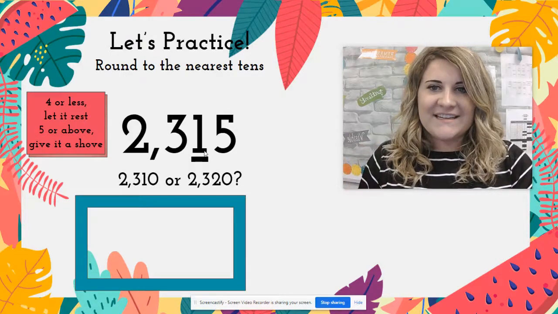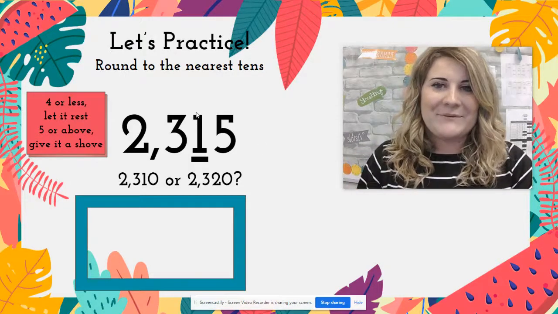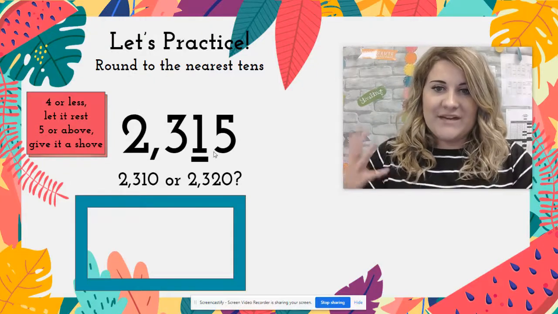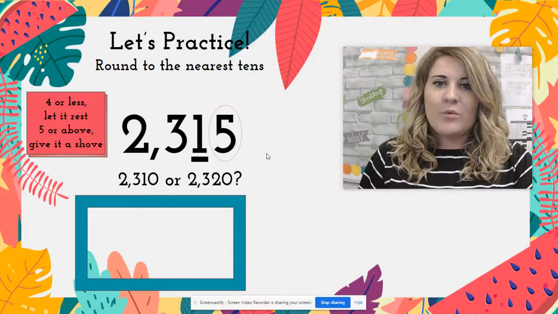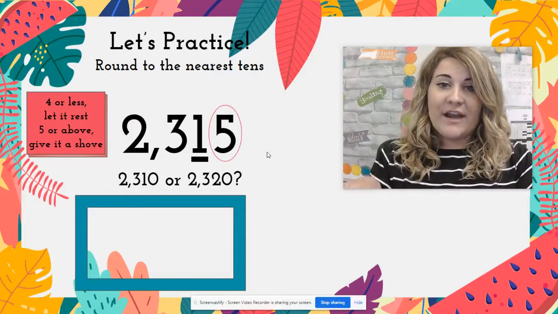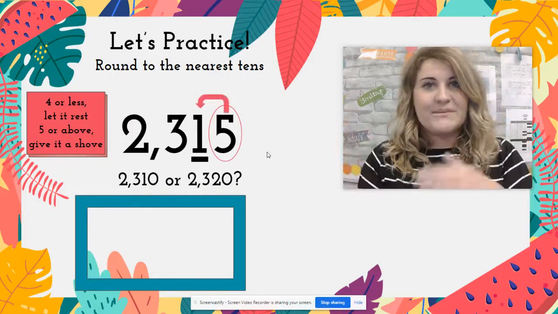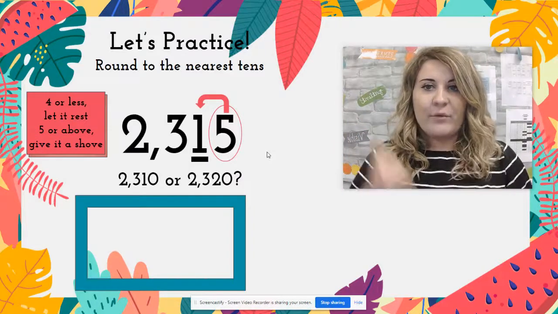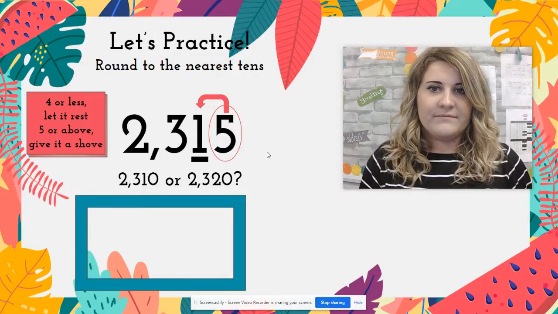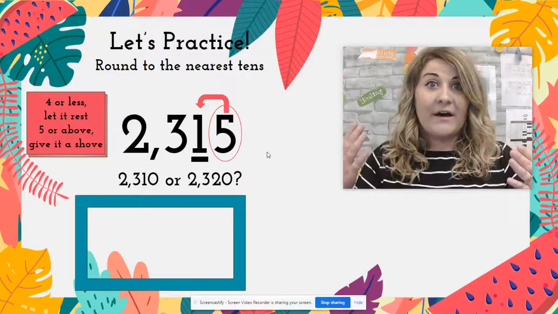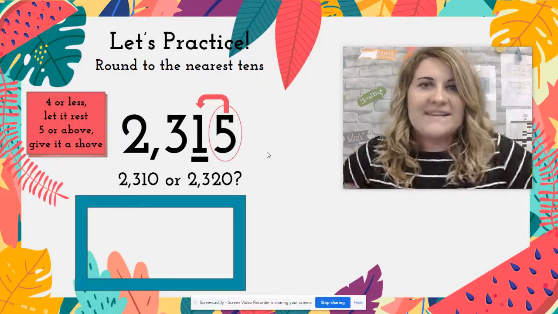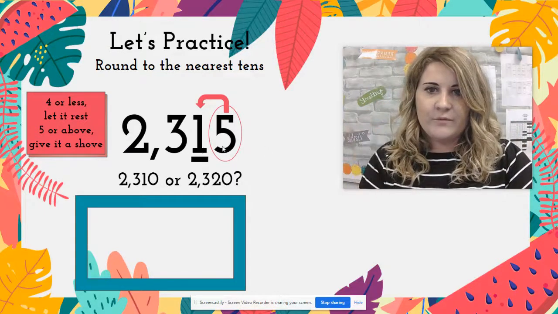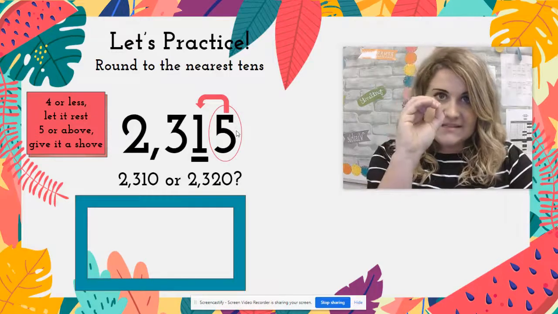This 1 in the tens place is not a 9, so we don't have to worry about the hundreds or thousands changing, okay? What we're going to do is underline the tens, which is the 1. We're going to spotlight the 5. We're going to draw an arrow from the 5 to the 1 because the 5 is bossy and tells the 1 what to do. So the 5 is that 4 or less or 5 or above. It's 5 or above, so it tells the 1 to give it a shove up to a 2. So the 1's going to become a 2. The 5 is going to become a 0.